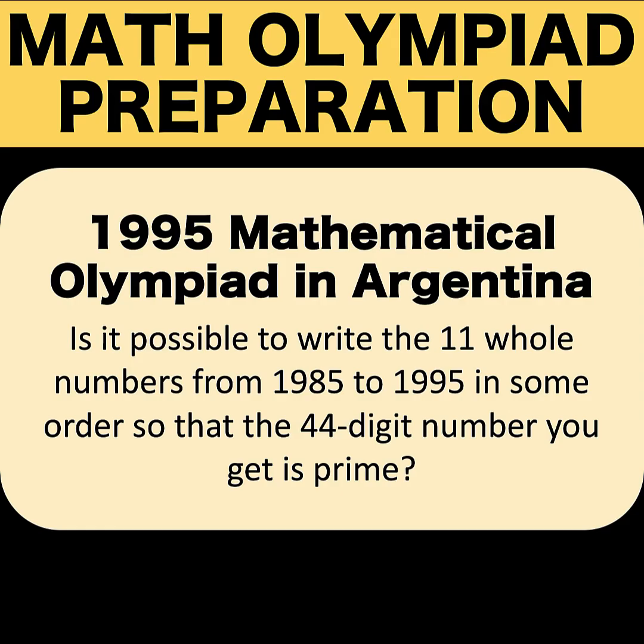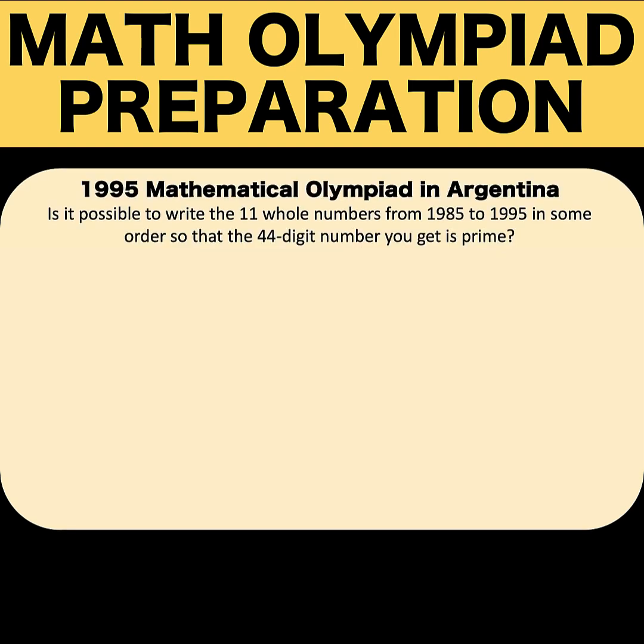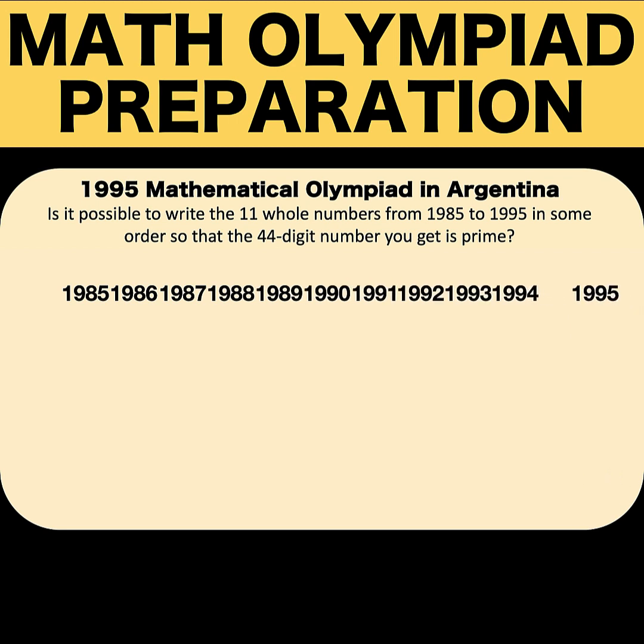Is it possible to write the 11 whole numbers from 1985 to 1995 in some order so that the 44-digit number you get is prime? To understand this problem, let's list down those 44-digit numbers. We start from 1985, 1986, and continue until 1995. If you count all the digits in this number, there are 44 of them.